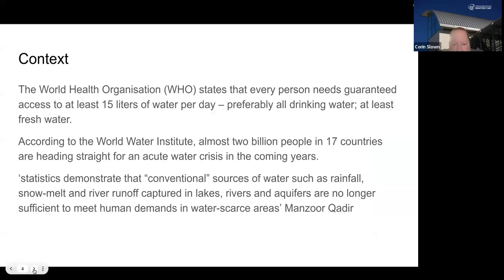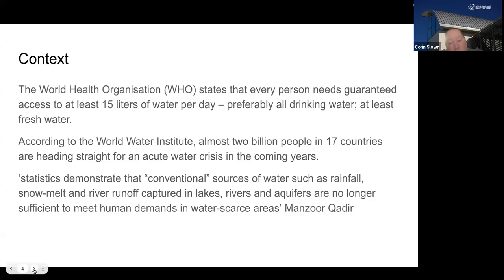So, the World Health Organization says that every person needs guaranteed access to at least 15 liters of water per day, preferably all drinking water or at least fresh water. And that's an access question. According to the World Water Institute, there are almost 2 billion people in 17 countries that are either already in or headed towards an acute water crisis.